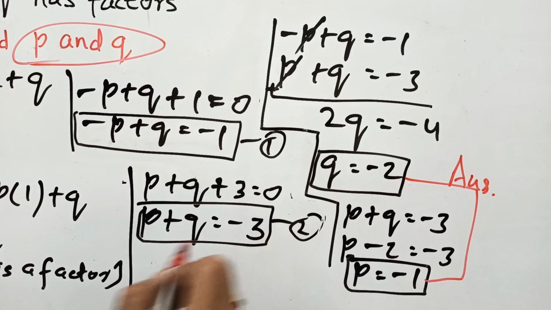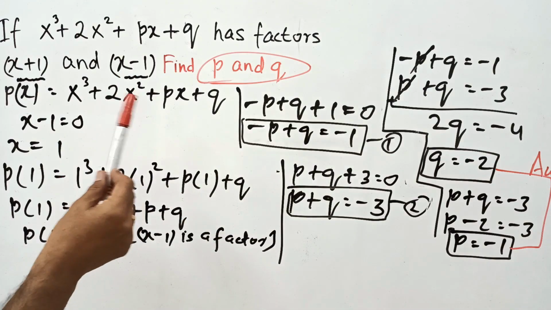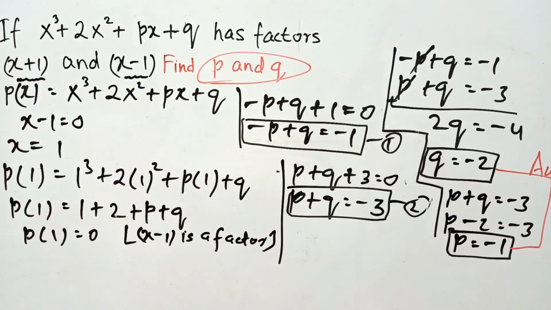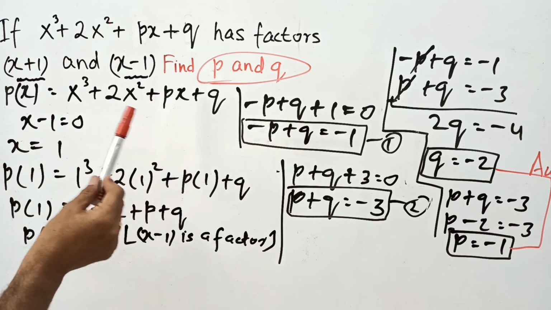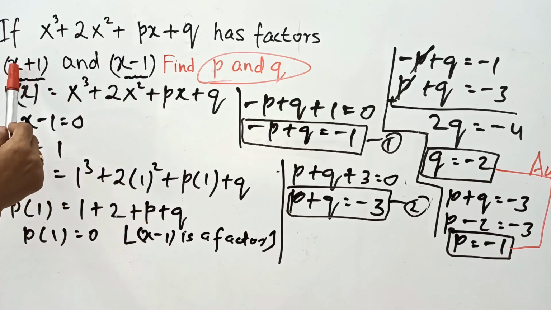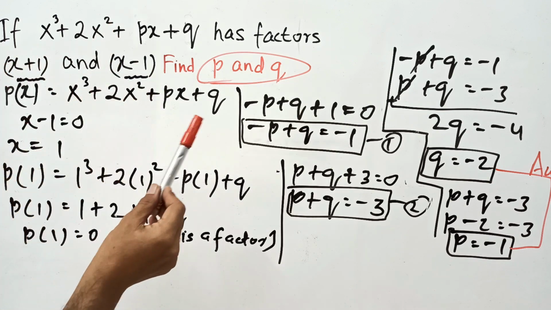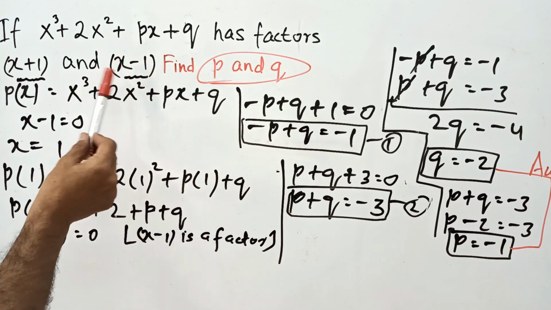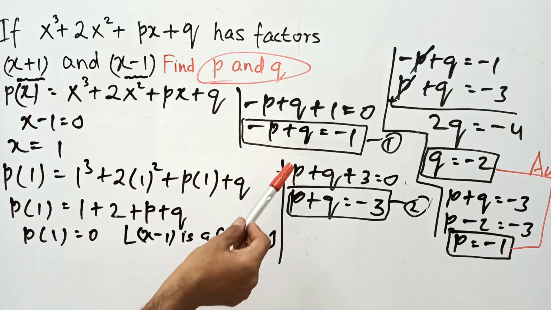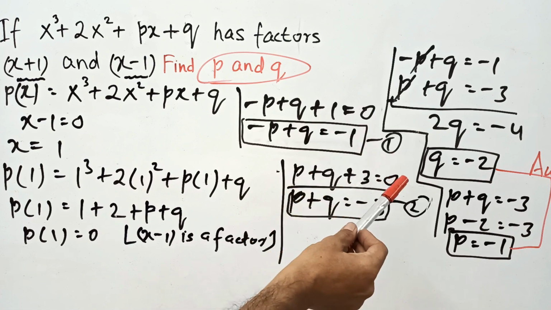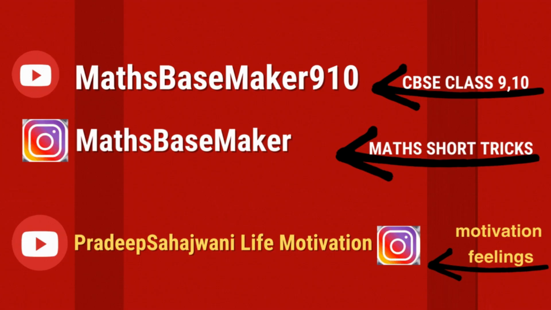This is the answer. I would advise you to pause the video and do the practice yourself. The very simple concept of factor theorem. X plus 1 is a factor, so we'll put x is equal to minus 1, get the one equation. Then x minus 1 is a factor, put x is equal to 1, get the another equation, then solve these two equations and get the value of p and q.